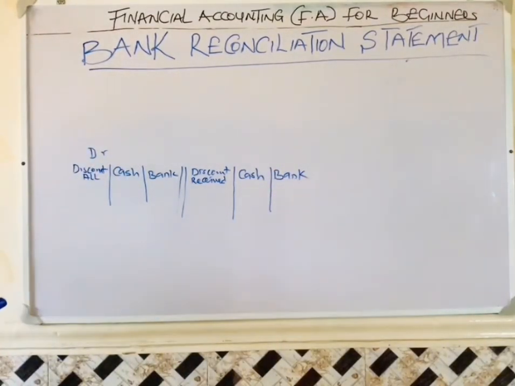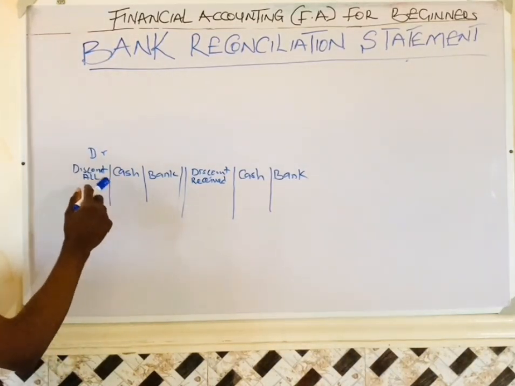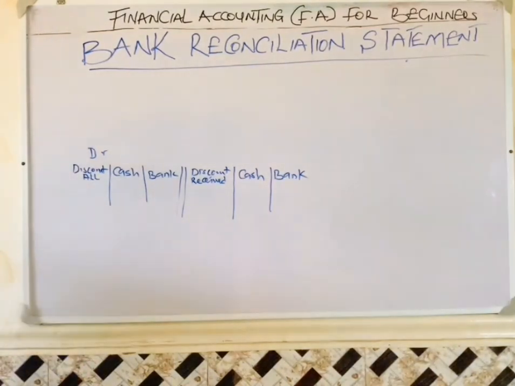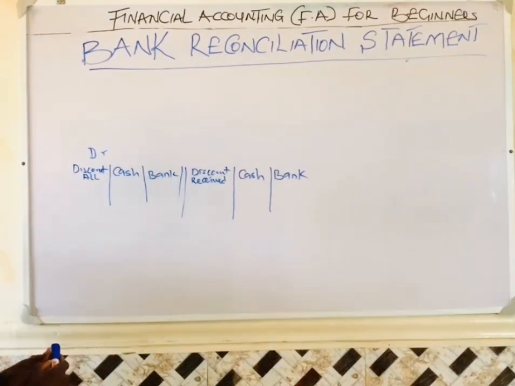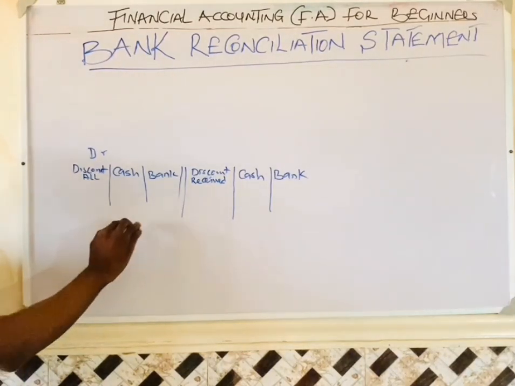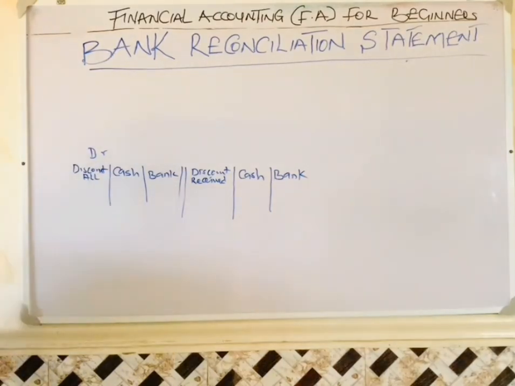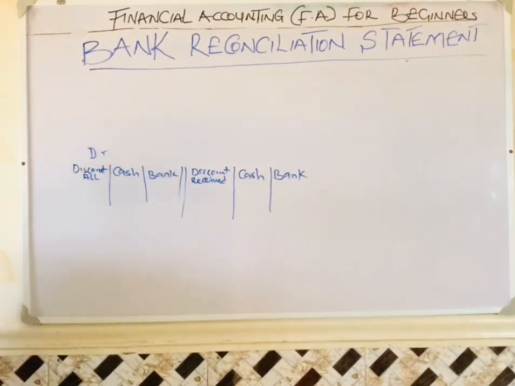So we have nothing to do with discount and cash. The discount and the cash are accounts or columns maintained by the company. But the bank column for both sides of the cash book are accounts maintained by the bank. We as a company are just maintaining this bank column or account for us to know the movement of cash in and out of our bank account without necessarily disturbing the bank for a statement at any time.